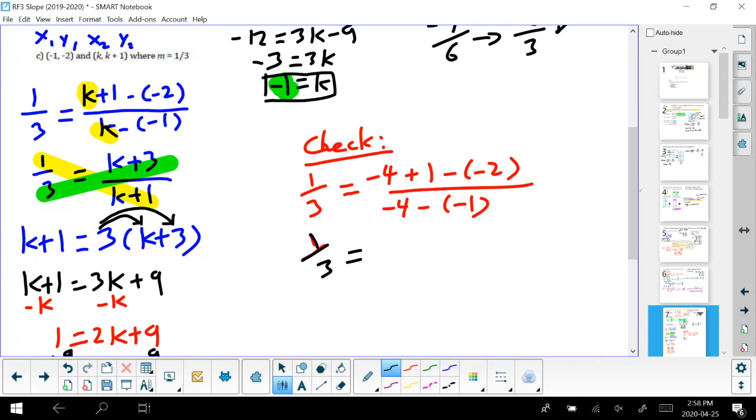1/3 is equal to negative 4 plus 1 minus a negative 2. So that's negative 4 plus 1 plus 2. That gives me a negative 1. On the bottom, I have negative 4 plus 1. Whenever we subtract a negative 1, it means we're adding 1. So negative 4 plus 1 gives me a negative 3. When we divide two negative numbers, we end up with a positive quotient or positive answer. So we have 1/3 is equal to 1/3. So we have solved for k correctly.